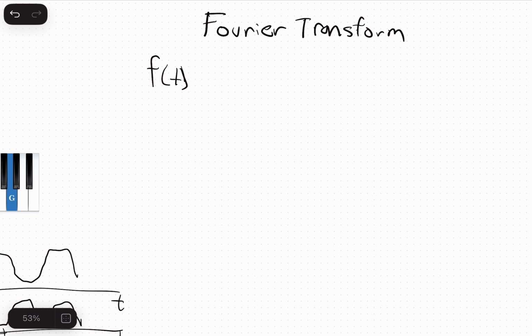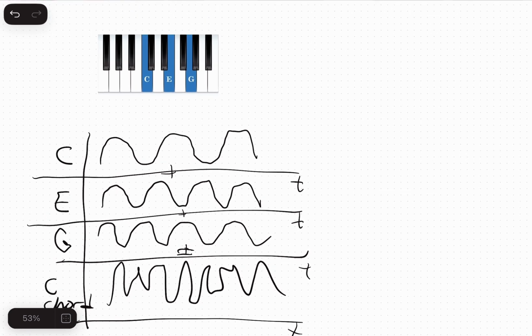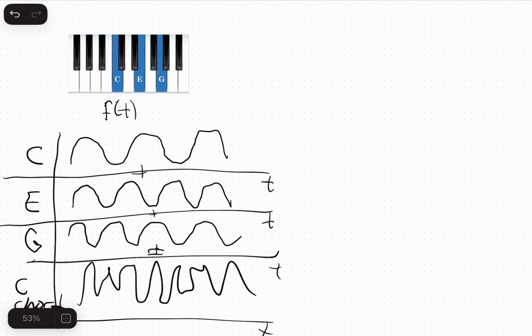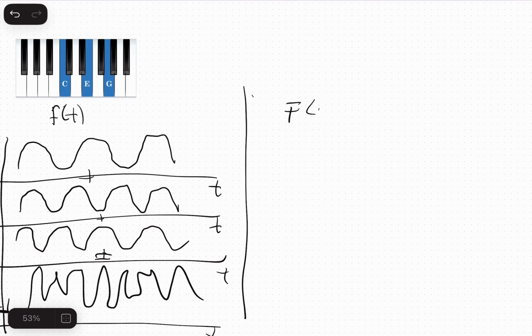Okay, so for our chord, the Fourier transform doesn't see a messy wave. It doesn't see the messiness of the function of time. You see three distinct spikes, one for C, one for E, and one for G. It has decomposed the signal. So what we see here are functions of time, and what we see here, once we apply the Fourier transform, is a signal as a function of frequency, or omega in this case.